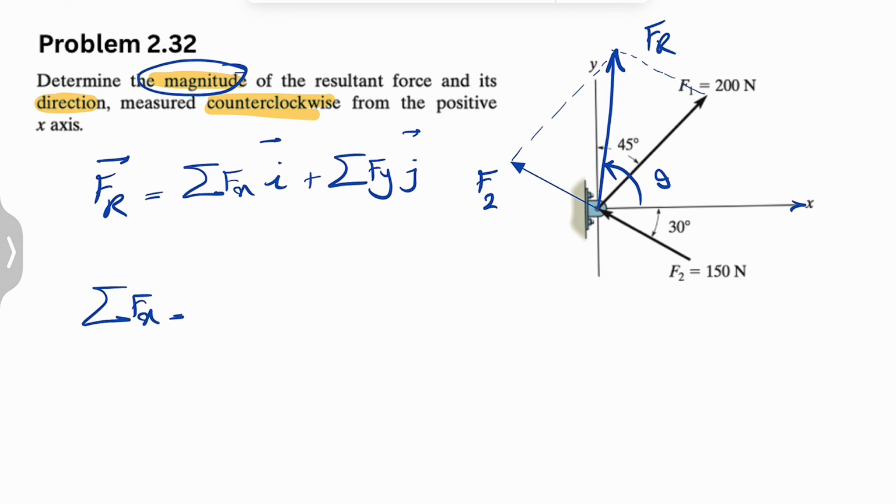Let's see what we have. We have the x component of F1, which makes 45 degrees. First of all, it's positive because it's to the right. So it's 200. The value for sine and cosine of 45 degrees is the same, but if you want to go with this angle that we have, the sine of 45 degrees would be the x component. And also we have the x component of F2, which we can see is going to be to the left, so that's going to be negative. And we know this angle here is also 30 degrees. So negative F2, which is 150 cosine of 30 degrees. And this is going to be the x component of our resultant.